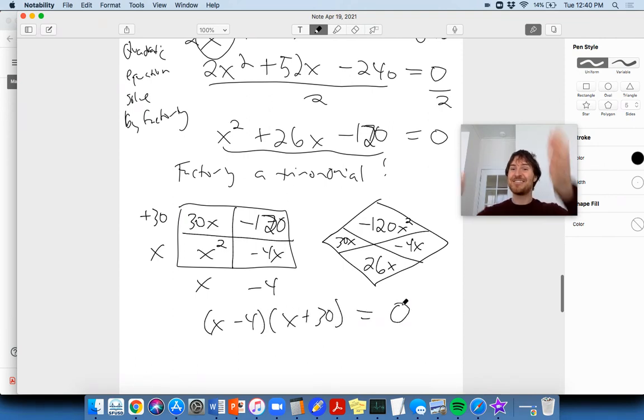And that's equal to 0. There it is. Don't believe me? Do the math. x times x, x squared. x times 30, 30x. Negative 4 times x, negative 4x. That's my 26x if I combine like terms. Negative 120 is negative 4 times 30. There we go. And that's good factoring, my friends. You got it.